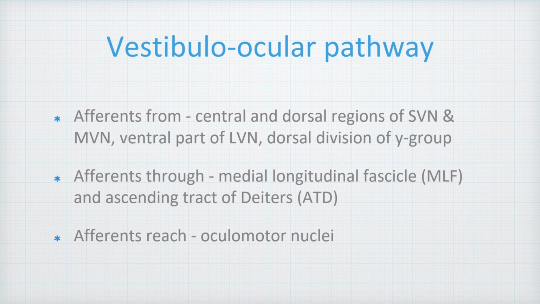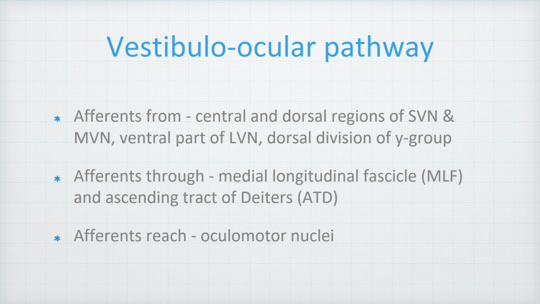So the afferents of the vestibulo-ocular pathway come from the central and dorsal regions of superior vestibular nuclei and medial vestibular nuclei, and the ventral part of the lateral vestibular nuclei, also the dorsal division of the Y group. So we have three vestibular nuclei, SVN, MVN, LVN, and the dorsal division of Y group. These are the sources of the afferents. Now these afferents will pass through medial longitudinal fascicle and the ascending tract of Deiters to reach the oculomotor nuclei. And oculomotor nuclei controls the movements of the extraocular muscle, which produces gaze fixation through the vestibulo-ocular pathway.